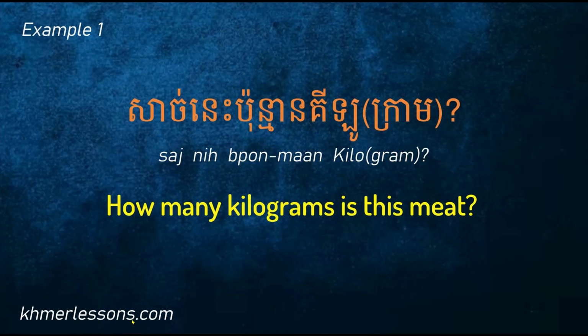How many kilograms is this meat? សាច់នេះប៉ុន្មានគីឡូក្រាម, or kilogram. You don't need to say gram, you just say kilo, we understand. And then you just say សាច់នេះប៉ុន្មានគីឡូ. So you see ប៉ុន្មាន comes before kilo ណា, and សាច់ you know is meat.